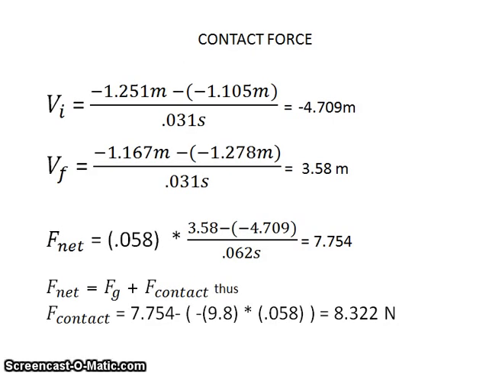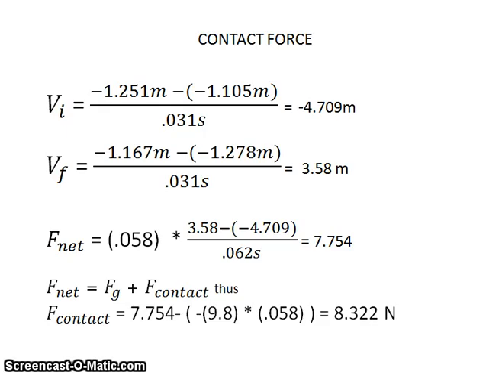So in order to calculate contact force, we take this formula of F net represented as mass times acceleration. In this case, F net would be represented as force of gravity plus our force of contact. We know the mass, so we solve for acceleration by taking the final minus the initial velocity, which we took from Tracker. So we were able to pull that data and implement it into our F net. We determine F net is equal to Fg plus F contact, and we know Fg is represented by mass times gravity. So we simply manipulated that formula and determined the force of contact is equal to 8.322 newtons.